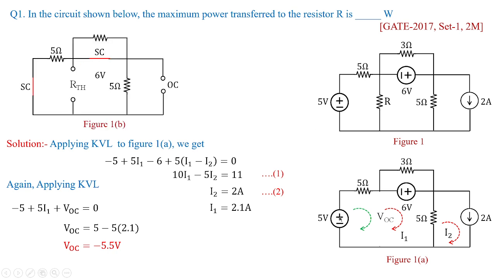So you have to short circuit the voltage sources. So I have shorted here the voltage sources. And if at all you have a current source, you have to open circuit it. So we have a current source of 2 amperes, that is open circuited. So figure 1b looks like this, and from this we need to find out RTH.